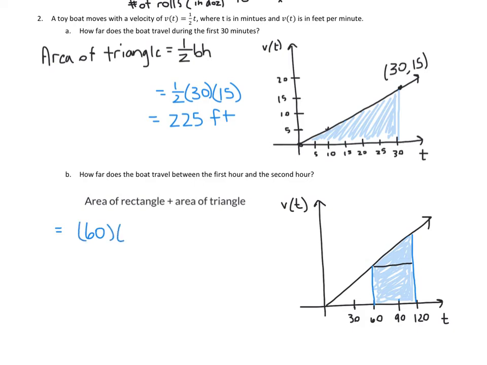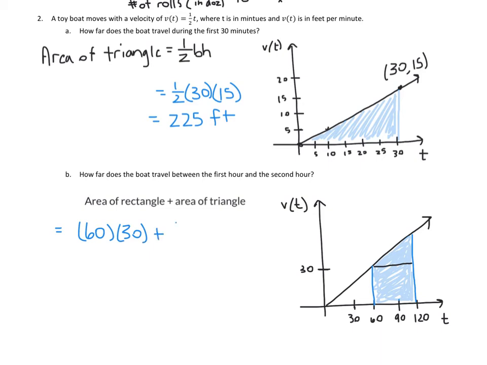Well, the height of this rectangle here is this distance here. So it is whatever that point is on the velocity function. Well, when t equals 60, our velocity is 1/2 times 60, so it's going to be 30. So the height of our rectangle is 30, plus the area of the triangle.